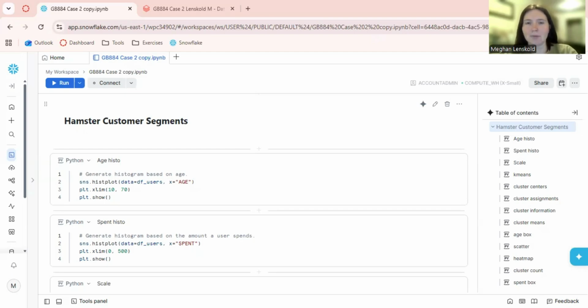Today I'll walk you through two analyses I completed using Hamster's customer data. You asked for two things: a way to understand who your customers are based on how they shop, and a way to make sense of the product reviews in other languages. So I'll show you how I address both.